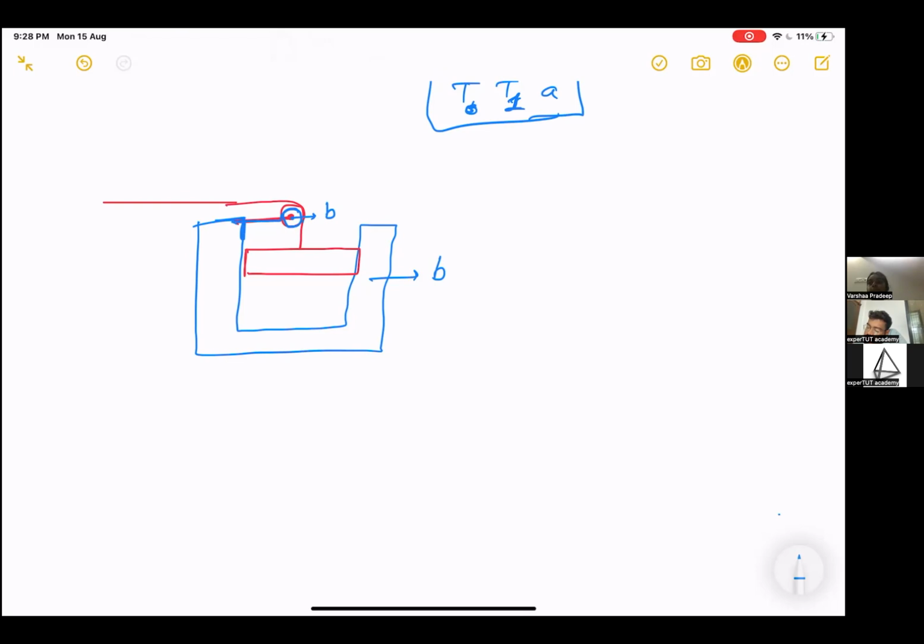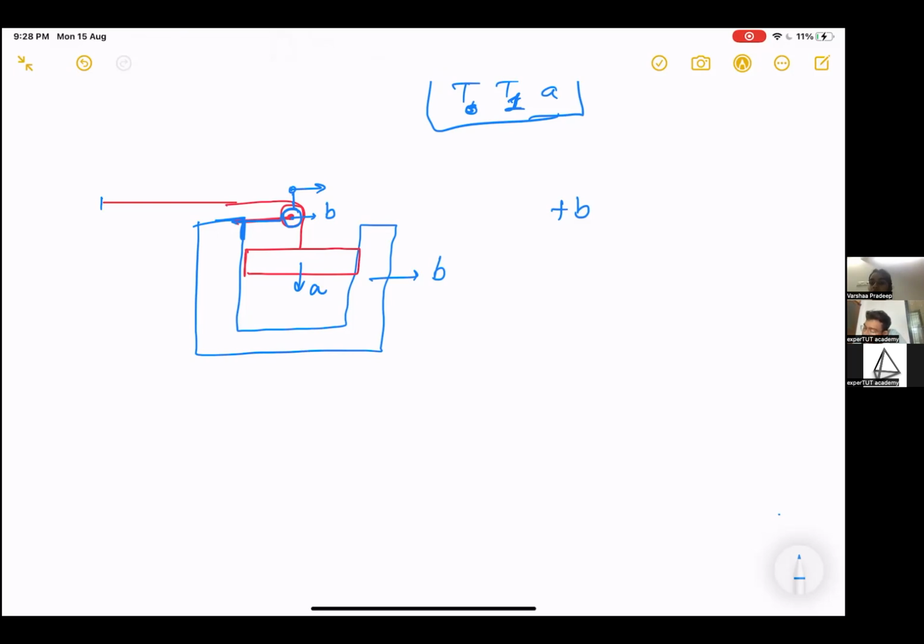Now look at one thing. Suppose the acceleration of this is a. Look at this part of the string: it is going to the right with an acceleration of b, so plus b, right? Because the right side is increasing the length by plus b. Yes or no?